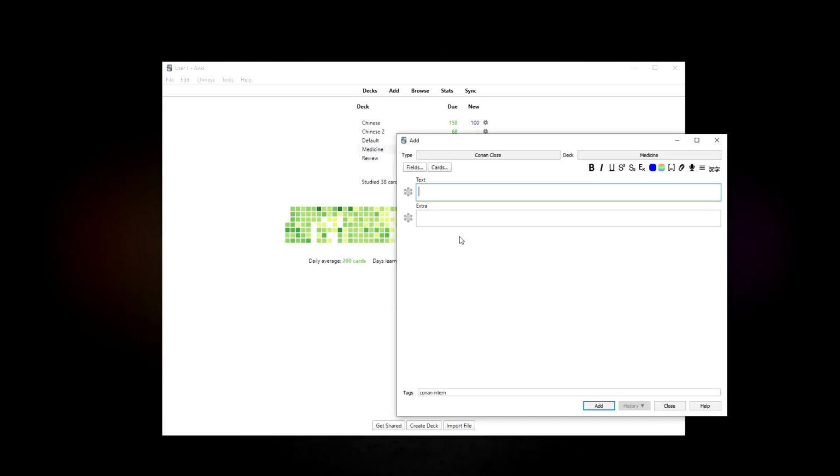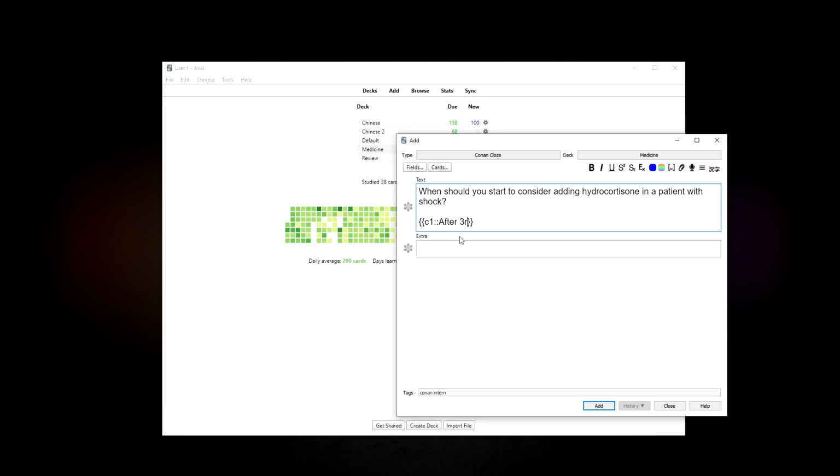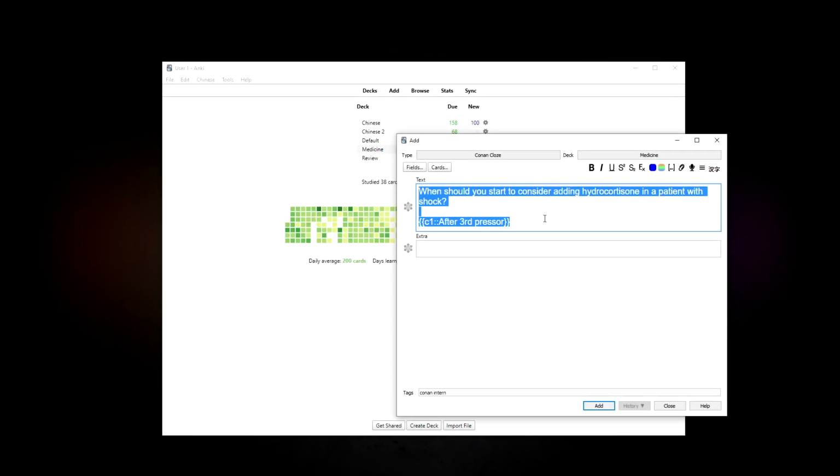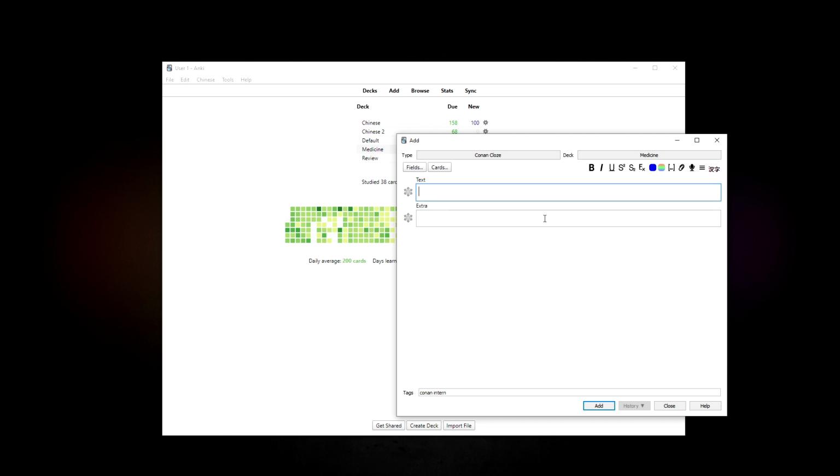So for the first card, I might do something like, when should you start to consider adding hydrocortisone in a patient with shock? And the answer would be after the third pressor. And then if you take a look at that, it's just kind of like a question and answer format. There's a cloze here. And then if you have any extra information, you can add that on the bottom. One other way that I like to do it is to do like an equal sign, like reason paralytics may become harmful in intubated patients equals muscle loss / myopathy.